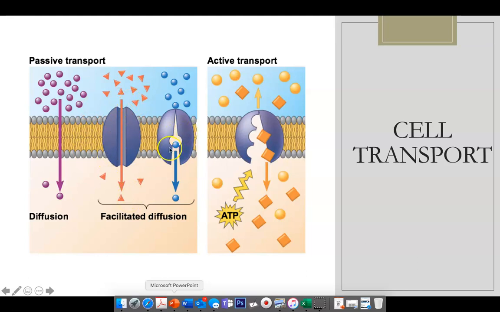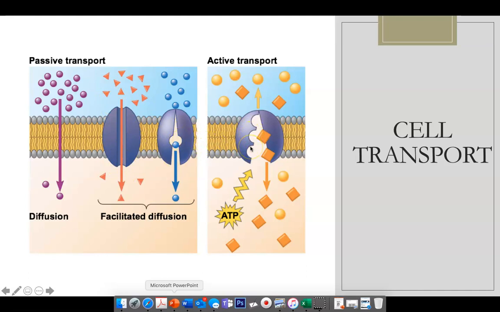Both of these proteins are going to be specific for what they allow to pass through. So even with the channel protein, even though it's an open channel, not every large or charged substance can pass through. So there is some type of specificity that goes along with these integral proteins.